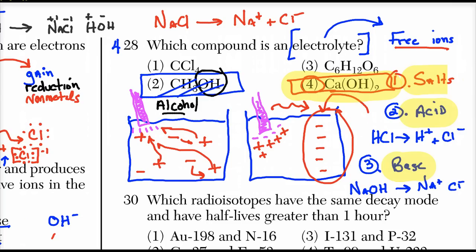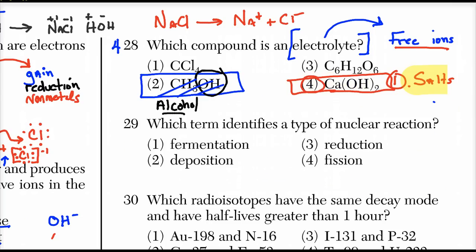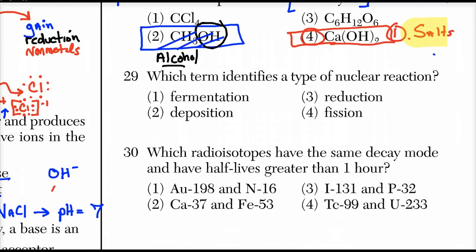Number 30, actually 29. Number 29, which identifies a type of nuclear reaction. Now, a nuclear reaction means that you have reactions where you're dealing with the nucleus of an atom, not the electrons. These reactions have a lot more energy because you're dealing with the strongest force in nature of all things, called the strong force, which is stronger than the electrostatic attractions between protons and electrons.